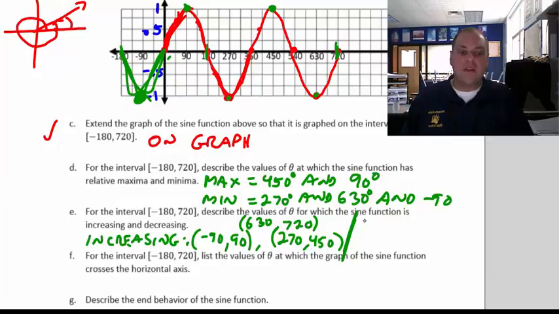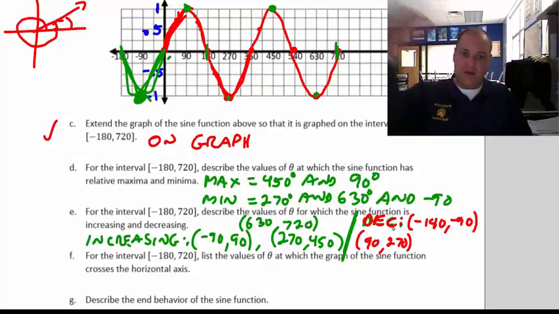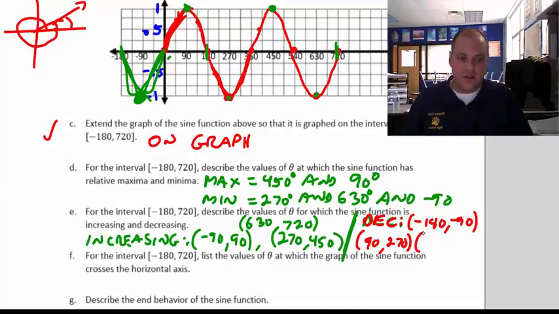Now it's decreasing. Let's do decreasing in red. Nice Christmas colors, right? Decreasing from negative 180 to negative 90. It's also decreasing from 90 to 270. It's just where the function's going down, right? Down slope. And it's also decreasing from 450 to 630. All right.